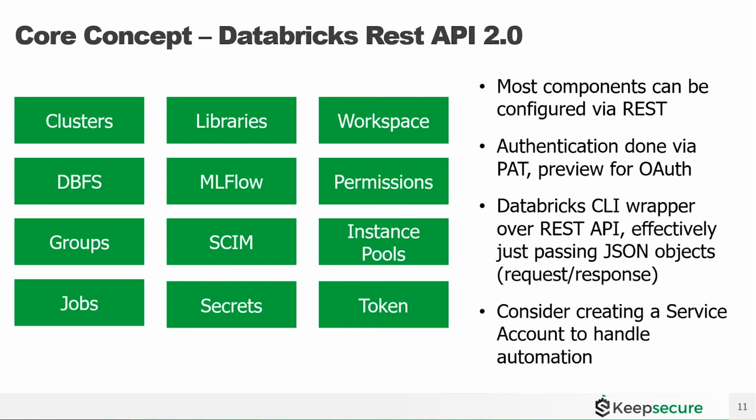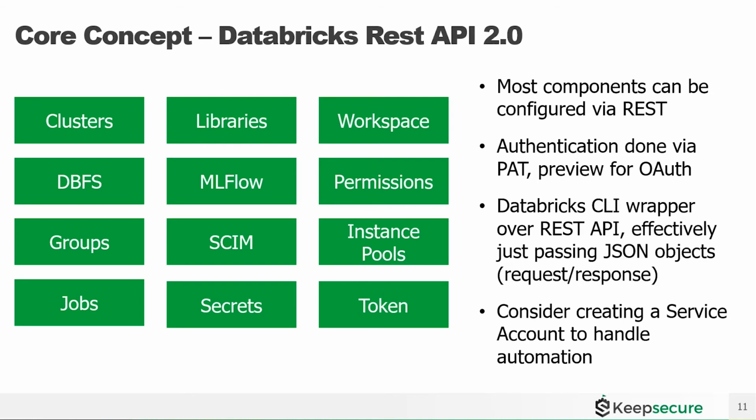Authentication is typically done via personal access token. But they do have a preview for OAuth, and I think the slide's a little dated now because I think OAuth is generally available, which effectively means that you can log in directly using your Azure Active Directory username and password, and that whole related system, or you can actually log in now using service principals. So when you're configuring your Databricks environment, you don't have to necessarily do it as your user. You can build that automation to run off of service principals, and it's a cleaner way of doing things.